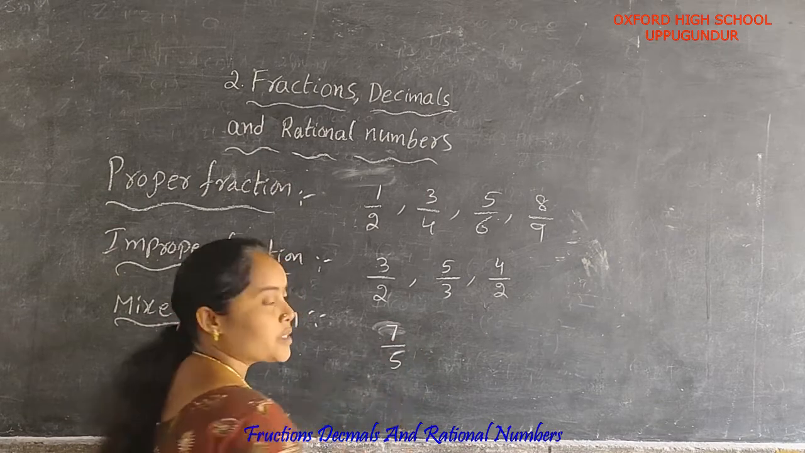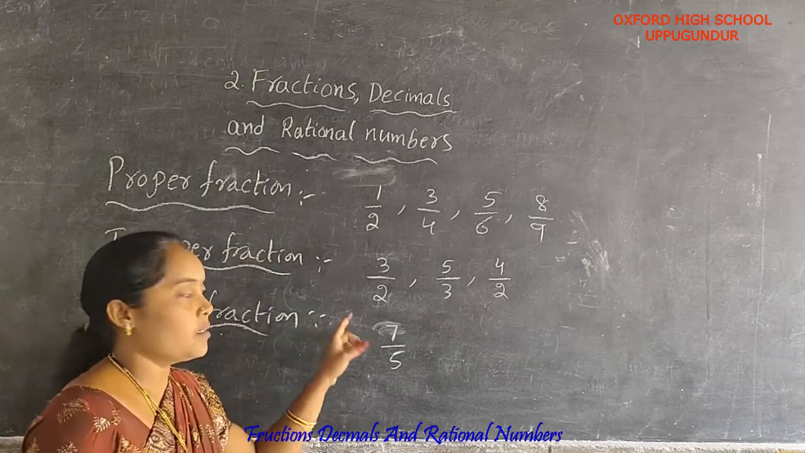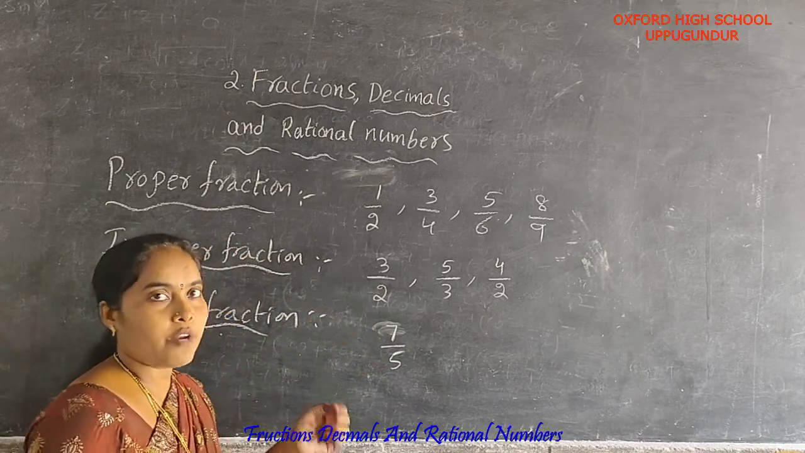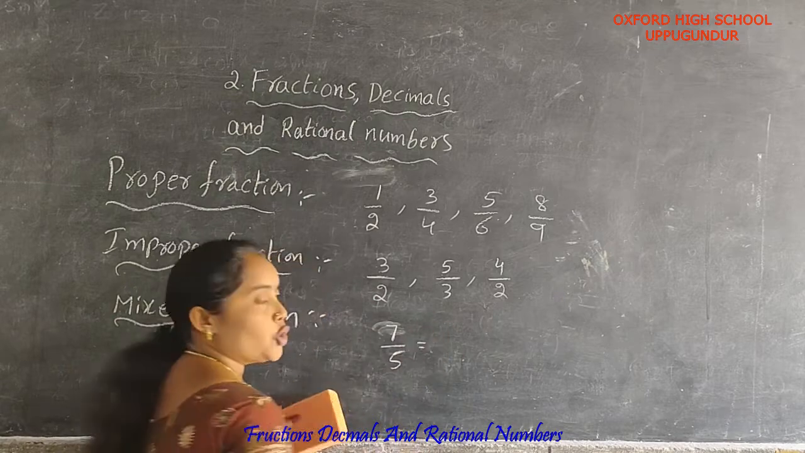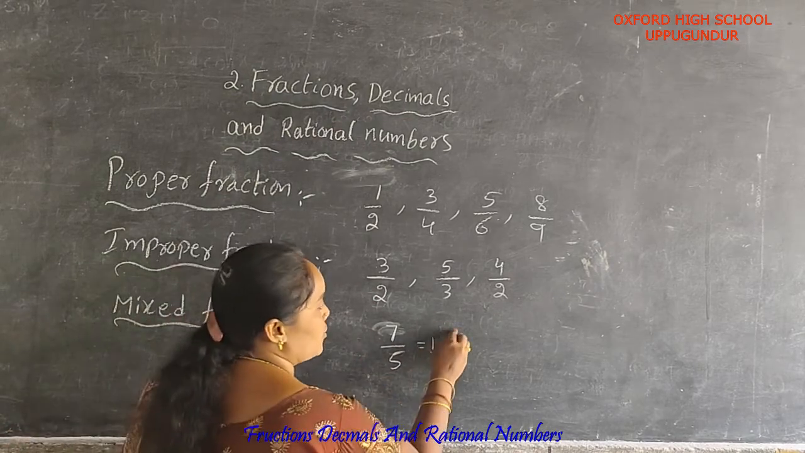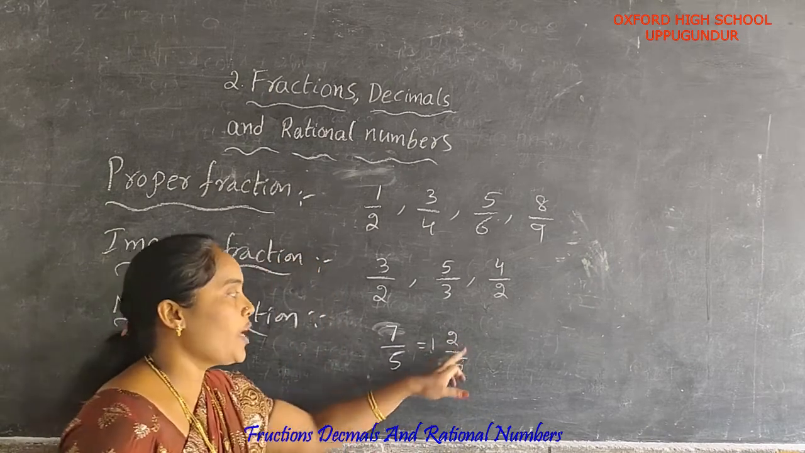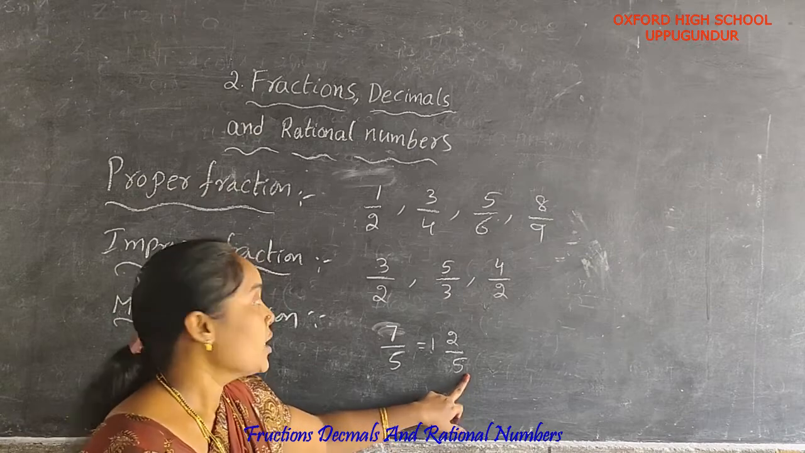7 by 5. 7 by 5 is an improper fraction. It is converted to a mixed fraction: 1 2 by 5. 1 2 by 5 is a mixed fraction.